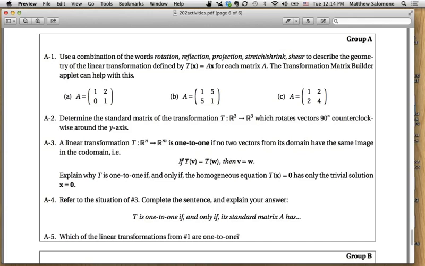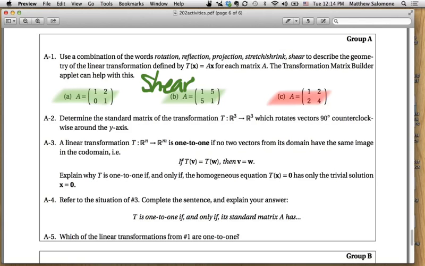Did you say that any of them involved a shear of some kind? Mm-hmm. Which ones? A and B. A and B. So you saw a shear here and a shear there. Okay. Shear. What about C? Projection. So C, you saw projection.